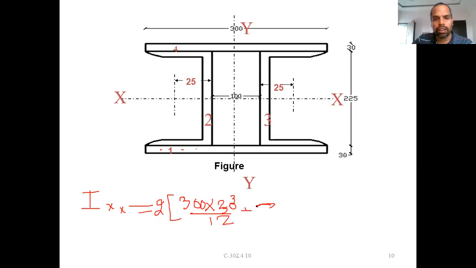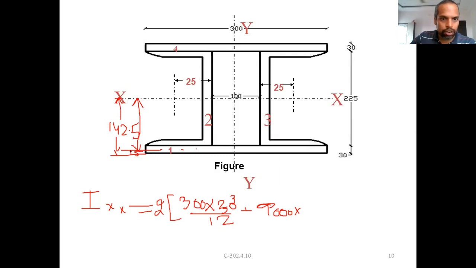A is nothing but 300 into 30, which is 9000, into H square. H is the distance from here to here, measured between the centroids. From here to here we have already calculated 142.5, and from here to here it is 30 by 2, which means 15 mm.